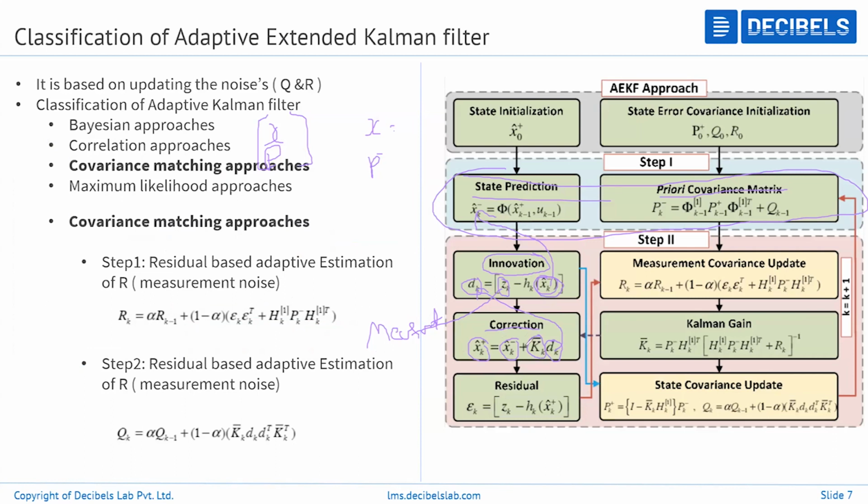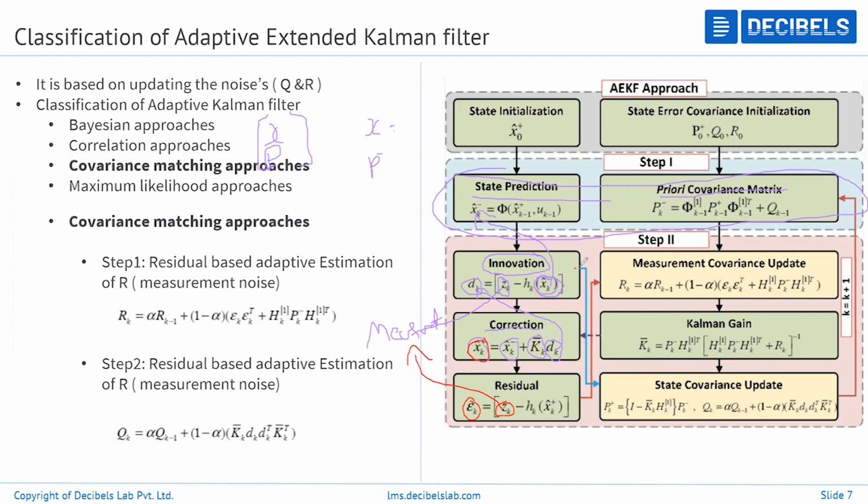Once you get the correction, you can call it the updated state, then you can go for the residual estimation. Again it is required here: with this updated state, or the correction state, you subtract from the measurement. Whatever output you get is the residual output. So this is the innovation, d of k, and the residual, e of k.